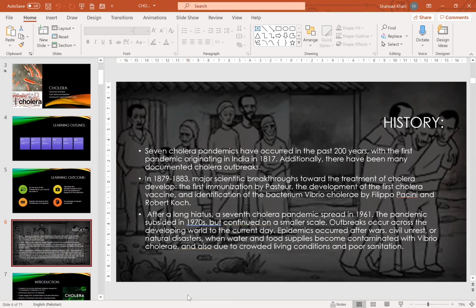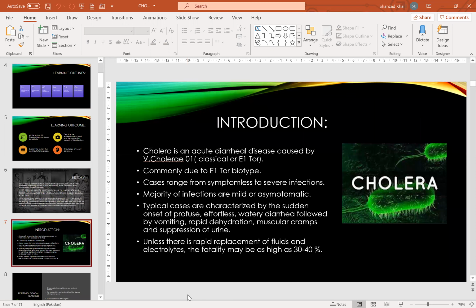Introduction. Cholera is an acute diarrheal disease caused by Vibrio cholerae O1, classical or El Tor, commonly due to the El Tor biotype. Cases range from symptomless to severe infections. The majority of infections are mild or asymptomatic. Typical cases are characterized by the sudden onset of profuse, effortless, watery diarrhea, followed by vomiting, rapid dehydration, muscular cramps, and suppression of urine. Unless there is rapid replacement of fluids and electrolytes, the fatality may be as high as 30 to 40%.